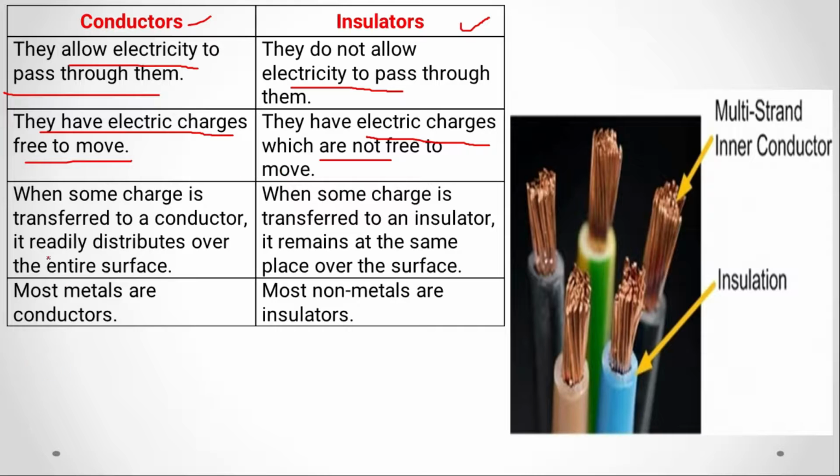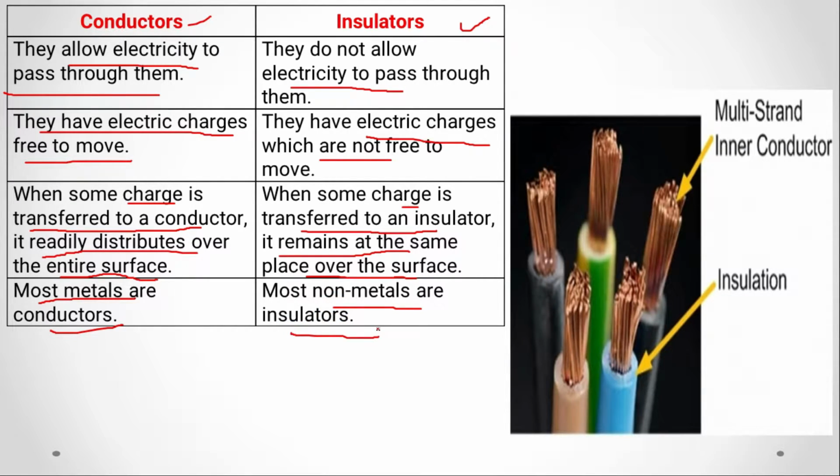So, if we talk about a conductor, when some charge is transferred to a conductor, it readily distributes over the entire surface. When some charge is transferred to an insulator, it remains at the same place over the surface. It means that an insulator will not allow those charges to move further. Due to that, an insulator does not conduct electricity. Most metals are conductors and most non-metals are insulators.